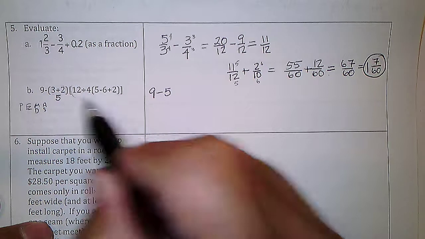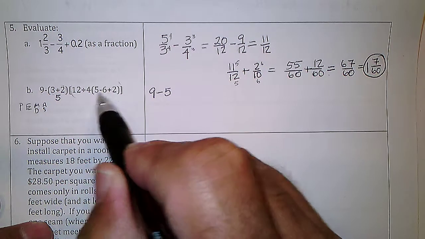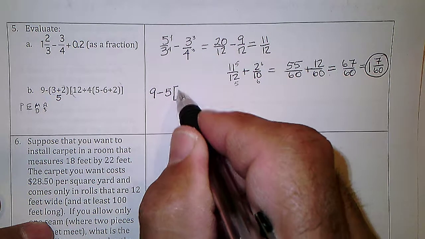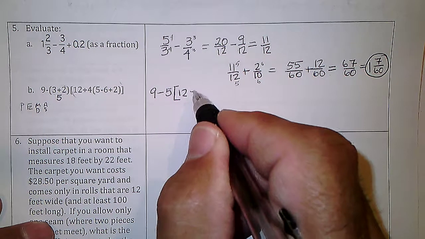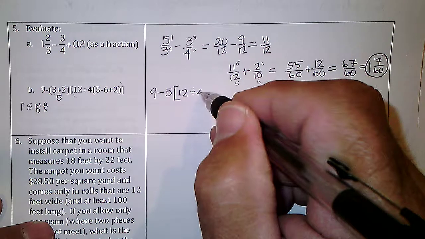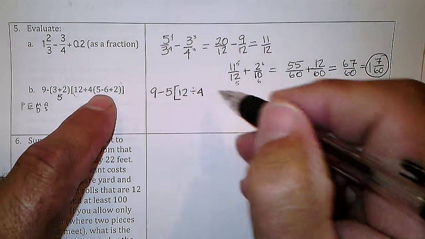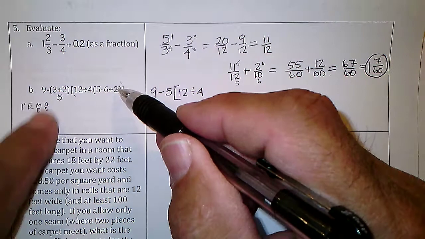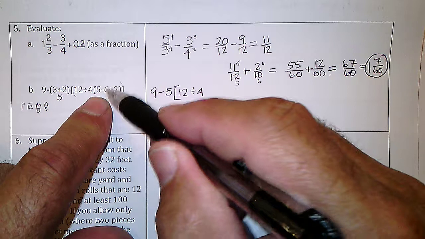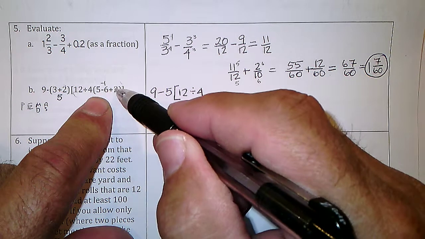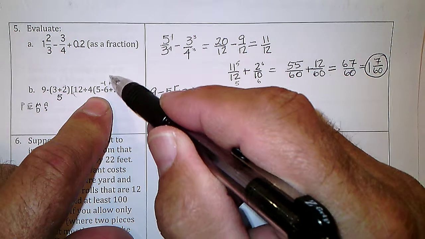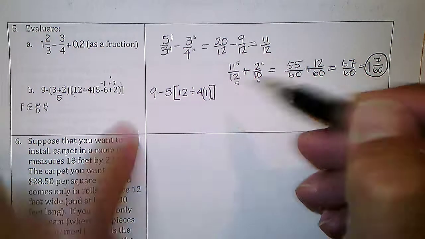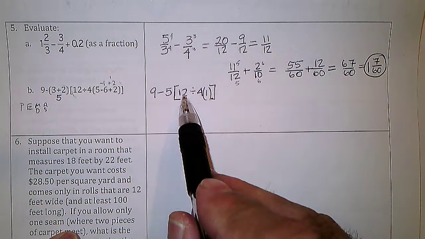Now I have these big parentheses, and inside that I have parentheses. So I'm going to have big parentheses 12 divided by 4, and then I have this parentheses, and this is subtraction and addition. I just go left to right when they're addition and subtraction. So 5 minus 6 is -1 plus 2 would be 1.